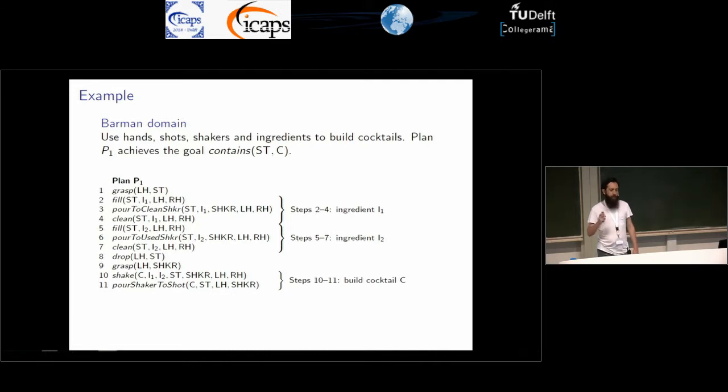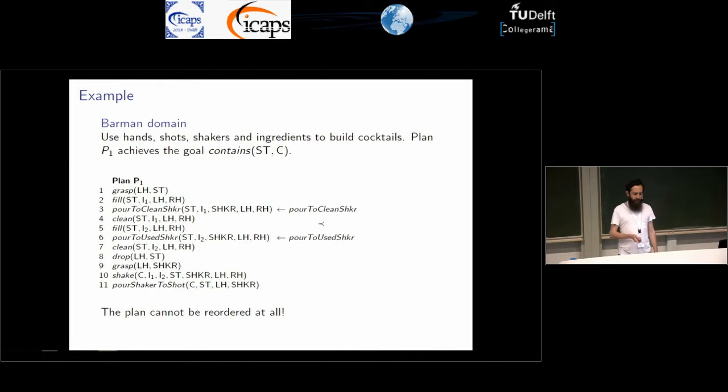Now, what might happen when you're executing this plan is you could get to step 2, and you might reach for ingredient 1 and find that for some reason it's not available. So what you'd like to do, in this case, is to skip forward and pour ingredient 2 first instead, and then go back to ingredient 1 later once it becomes available. Now, unfortunately, you can't do this because this plan can't actually be reordered at all. And the culprit is these two operators here, the pour to clean shaker and pour to used shaker. And as the names suggest, you have to do the pour to clean shaker first.